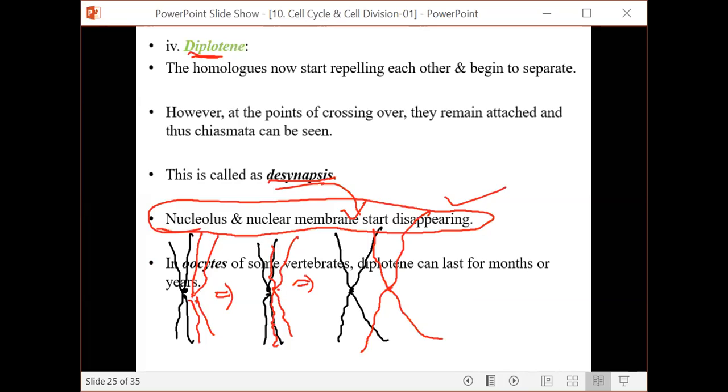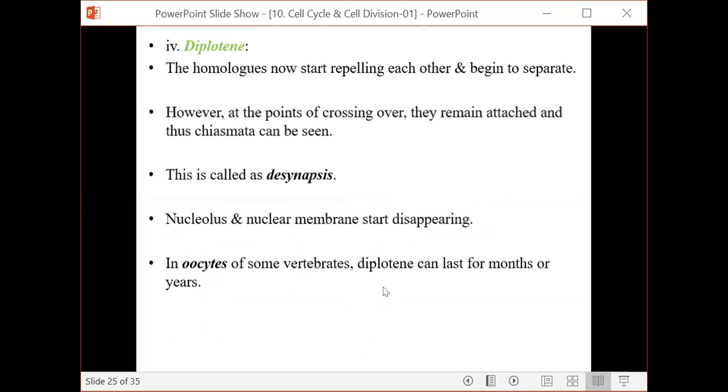Now, one fun fact is that next year you will do this, I think, in the reproduction chapter, when you will study human reproduction in detail. You have studied puberty, right? I guess last year, something about the menstrual cycle in females and all. So what happens is, in the female, when she is in the womb, this statement is saying: the oocytes of some vertebrates, diplotene can last for months or years.